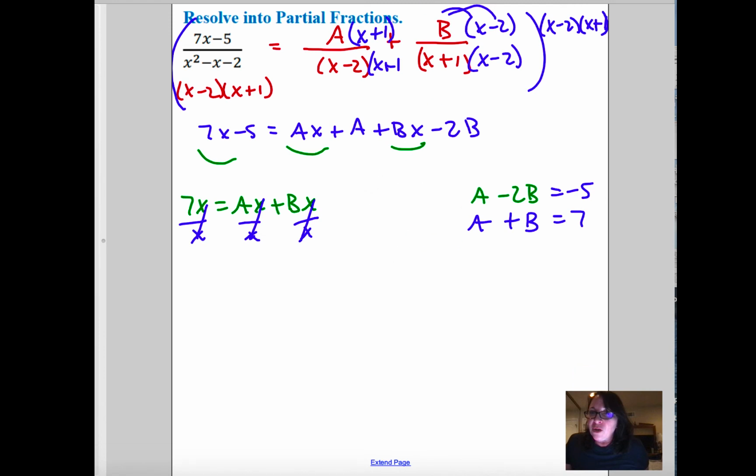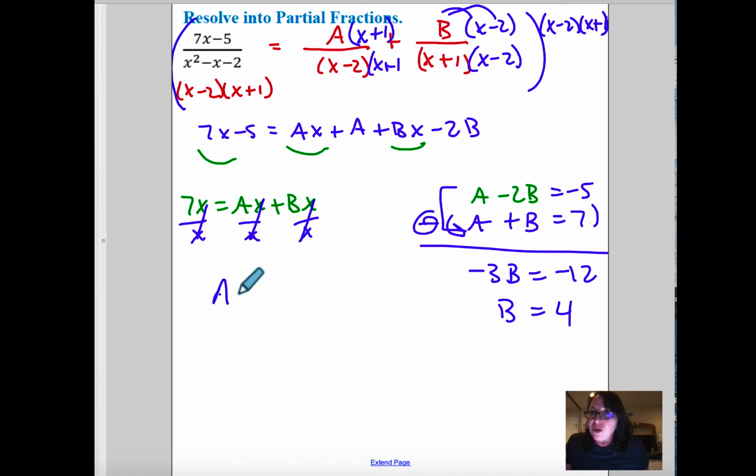And so now I'm going to subtract my terms. When I subtract my terms like this, a minus a is gone. Negative 2b minus 1b is negative 3b, and that equals negative 5 minus 7, which is negative 12, which gives me b equal to 4. So b is equal to 4, check. Plug it back in, find a. Pick one of these 2 equations. Don't use this one. I'm just going to go with a plus b is equal to 7. b is 4, so a plus 4 equals 7, subtract 4, so a equals 3.